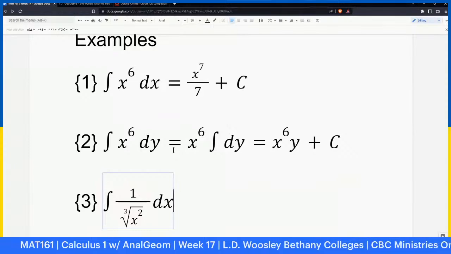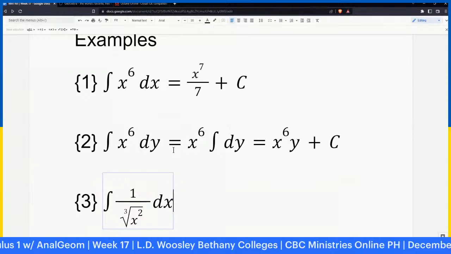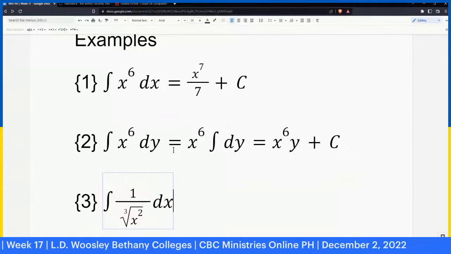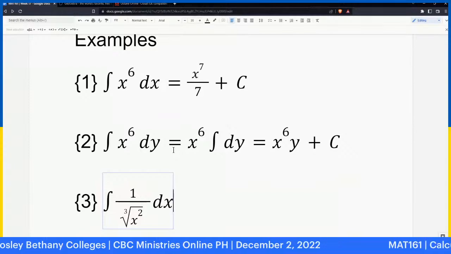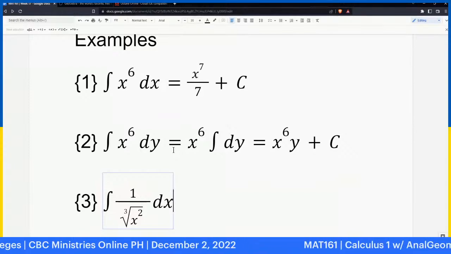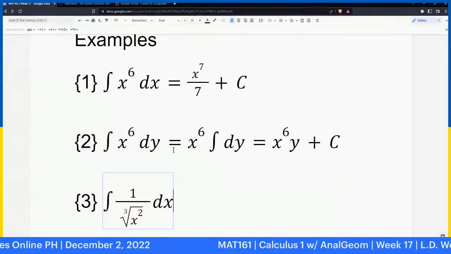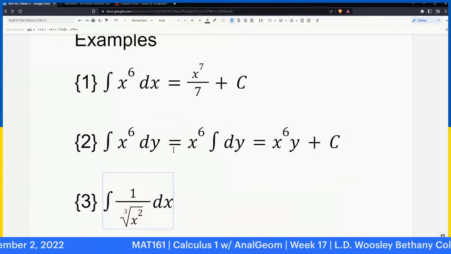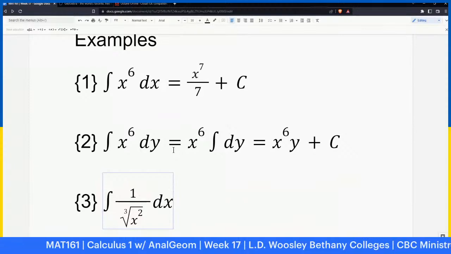Gian, kindly answer this. Integral of 1 all over cube root of x squared. Okay, kindly answer. Following the exponential formula.